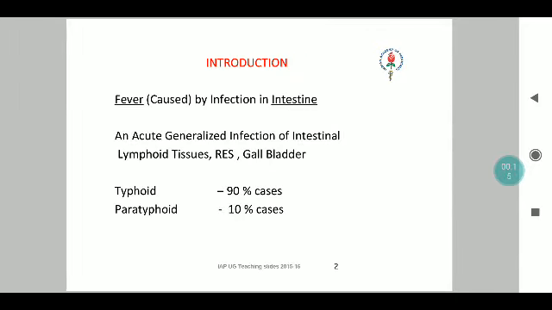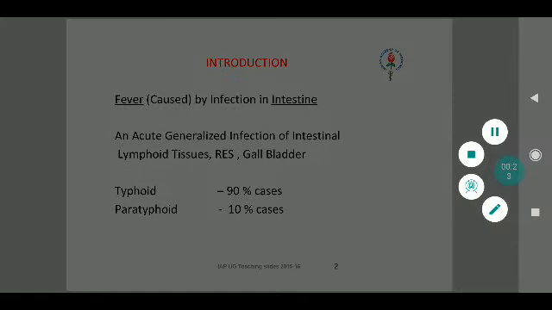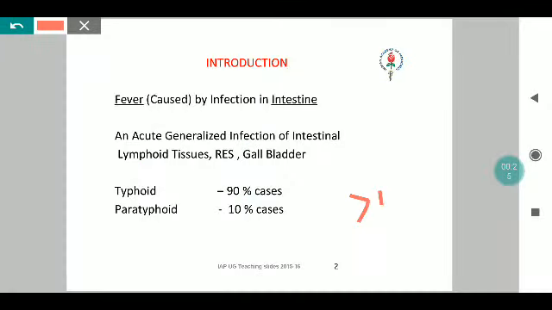Now by definition and by name, enteric refers to intestine, and fever is a rise in the body temperature more than 100.4 degrees Fahrenheit or 38 degrees Celsius. Generally it is because of an acute generalized infection of the intestinal lymphoid tissue as well as the gallbladder. Now commonly it is caused by either the typhoid or paratyphoid organisms, 90% attributed towards the typhoid organisms and the remaining 10% to the paratyphoid organisms.